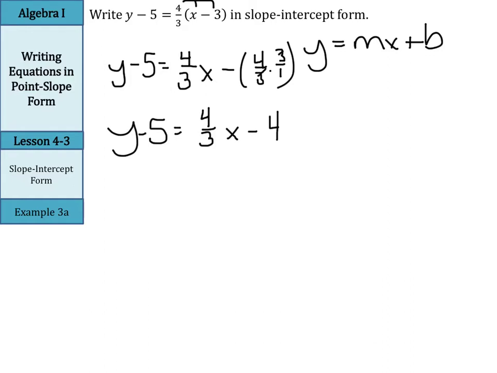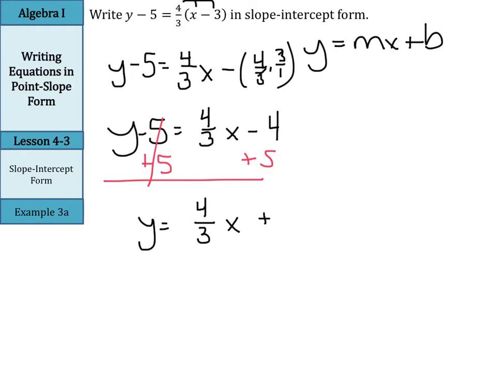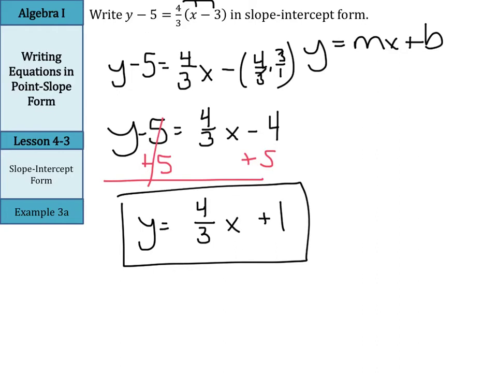Y minus 5 equals 4/3 x minus, well, that 4/3 times 3 ends up being 4. And we want to isolate the y, because we want y to equal mx plus b. We can add the 5 to both sides. And now y equals 4/3 x plus negative 4 plus 5 is 1. And there we are in slope-intercept form.